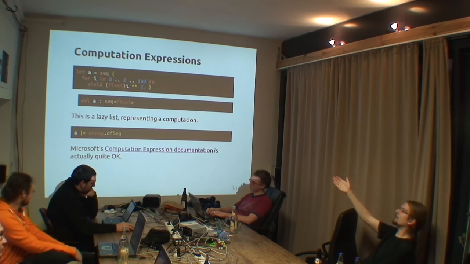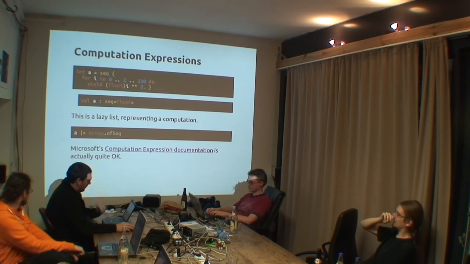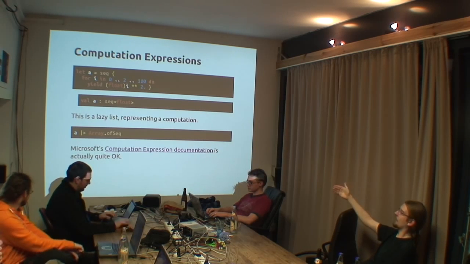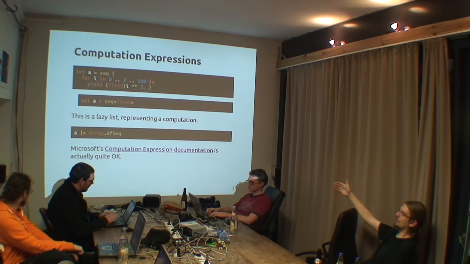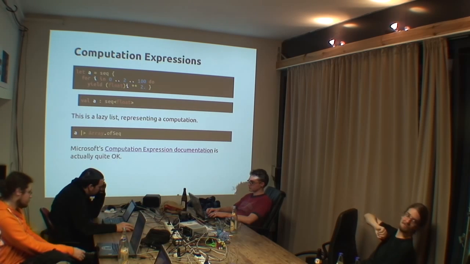And the sequence expression itself I won't explain so much because I think it is easy to read: for e from 0 in 2 steps up to 100, yield the double of it, and convert to a float.